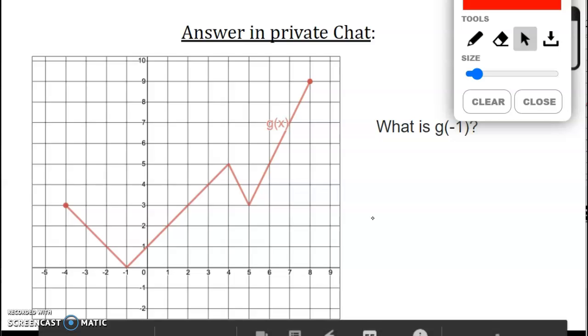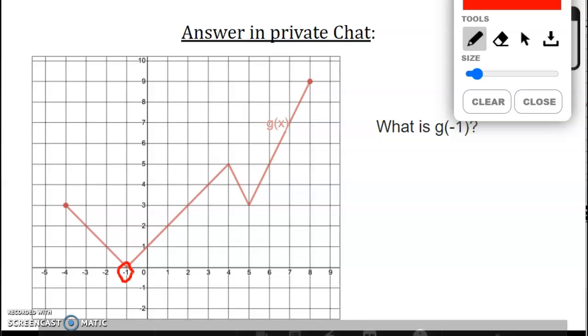Okay, so then when x is equal to -1, that means go to your x-axis, find your -1, which is right here. Where is the y value? What is the y value when x is equal to -1? It's at 0. Okay, because this point has the coordinates -1, comma 0.